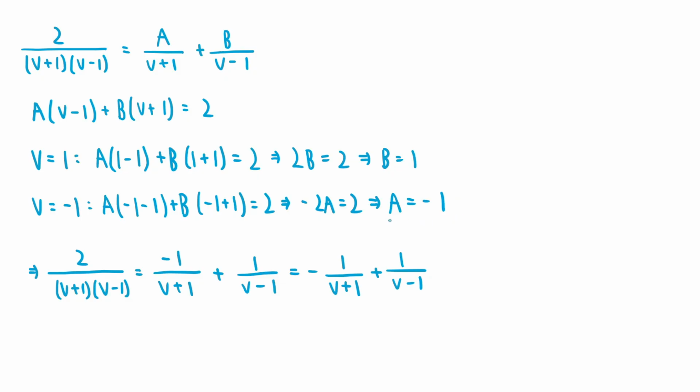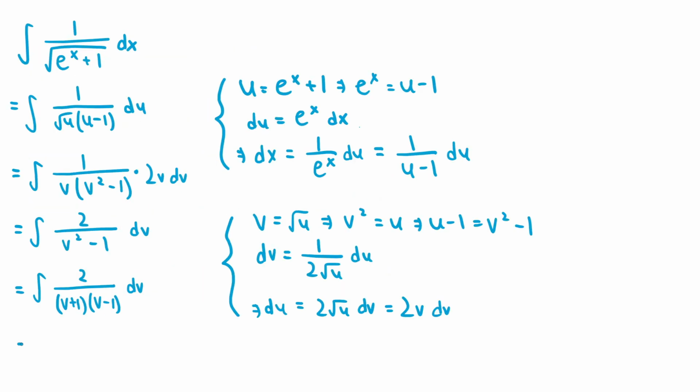If we plug in these solved coefficients for a and b into the expression a over v plus 1 plus b over v minus 1, we get that 2 over v plus 1 times v minus 1 equals negative 1 over v plus 1 plus 1 over v minus 1, which is the same as negative 1 over v plus 1 plus 1 over v minus 1. So this means we can rewrite the integrand as negative 1 over v plus 1 plus 1 over v minus 1.